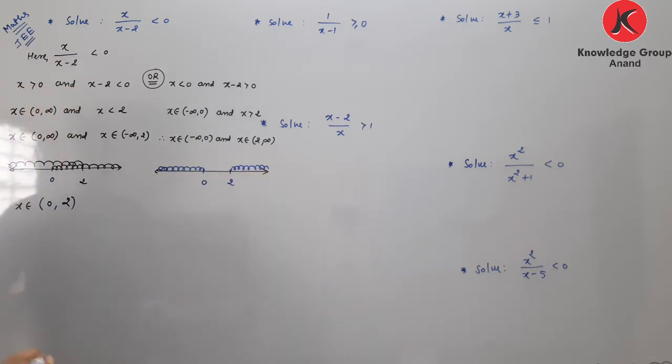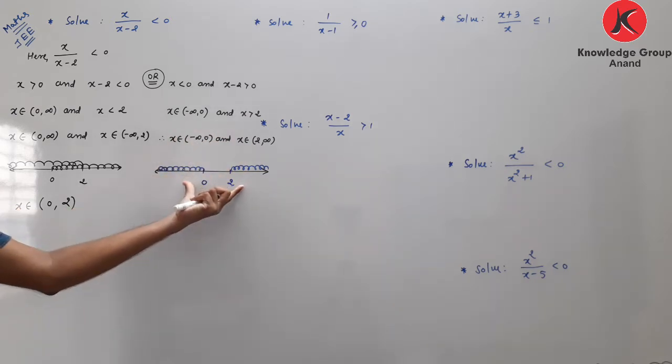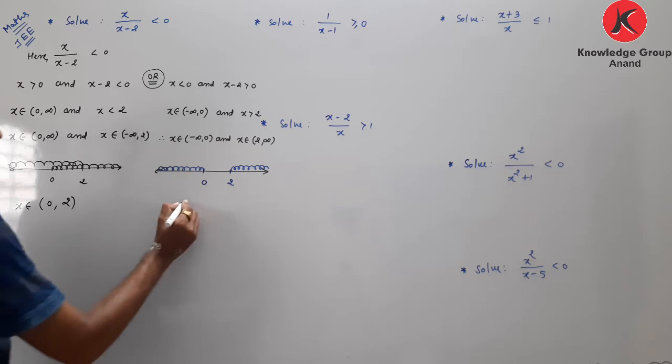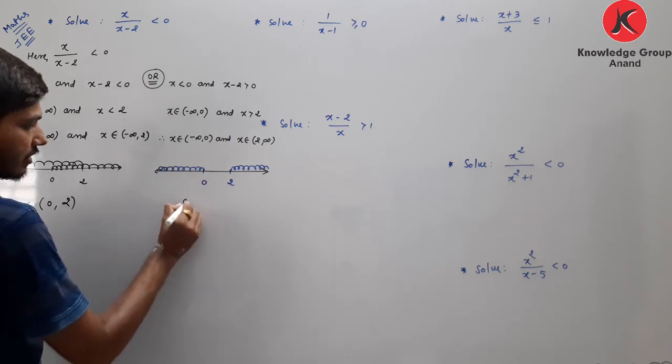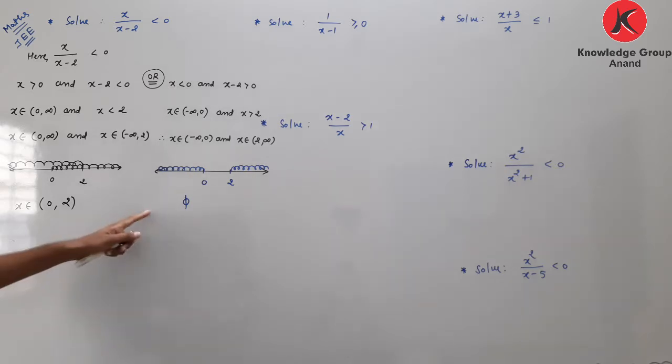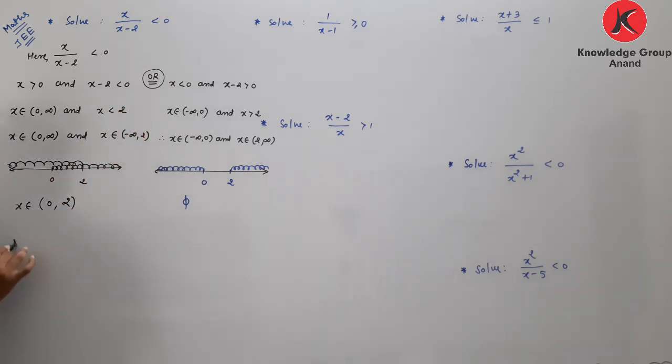The intersection of these two is null set. Therefore the solution for this case is null set. Okay, the solution for this case is null set. Now we want the final solution set.